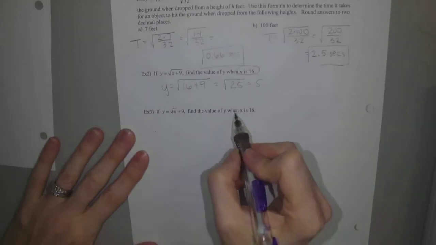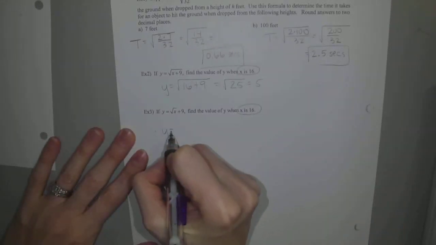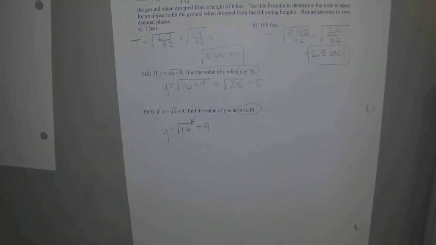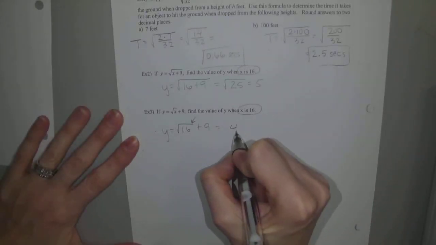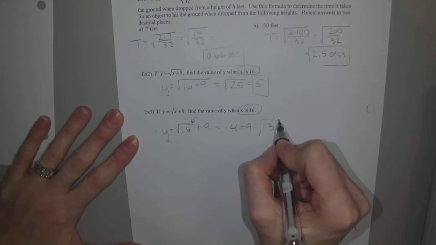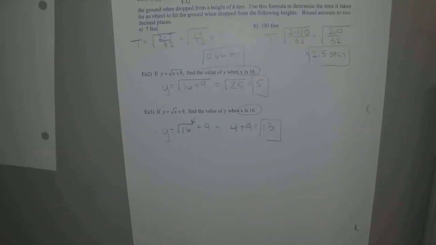Here, though, on number 3, again, x is still 16. But notice the square root is only with the 16. So order of operations, what are we supposed to do first? The square root, right? So we're going to do the square root of just 16. What times itself gives you 16? 4. And then 4 plus 9 is 13. So notice how those answers differ, just whether you're taking the square root of the whole thing or just the x.